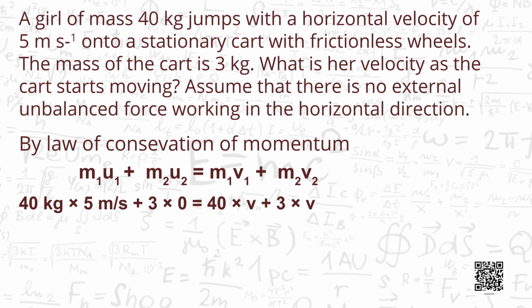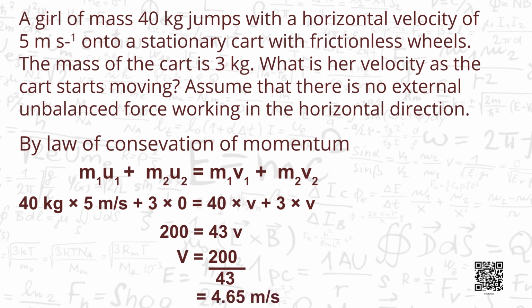On solving we have 200 is equal to 43 v, and v is equal to 200 upon 43, which gives 4.65 meter per second. So the girl on the cart would move with a velocity of 4.65 meter per second in the direction in which the girl jumped. Now let us revise what we have learned till now.